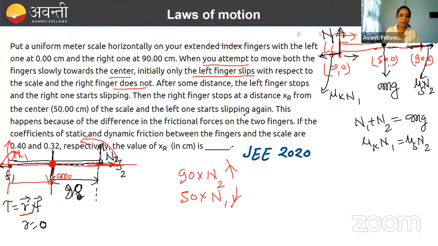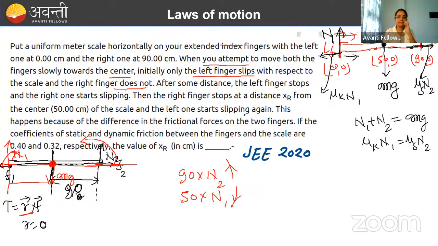Torque because of mg will become 0. Again, it is passing through that point only. So here also R will be 0, theta will be 0, so torque because of mg is also 0. And to make it in equilibrium, these two torques will be equal. They are opposite in direction, so they can be equal in magnitude.